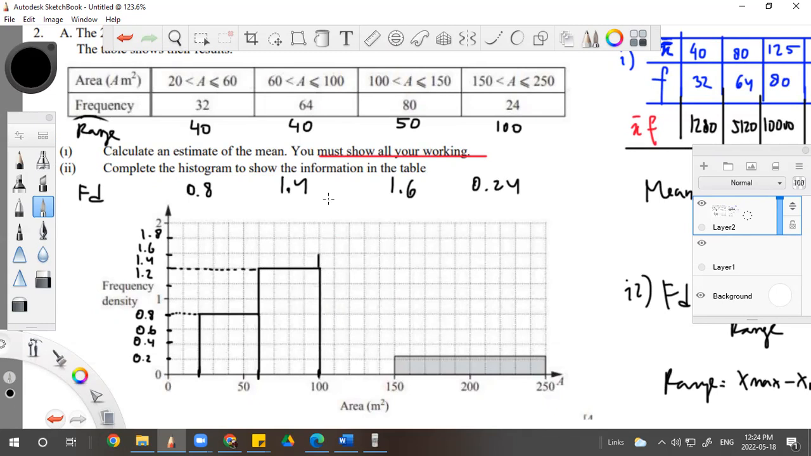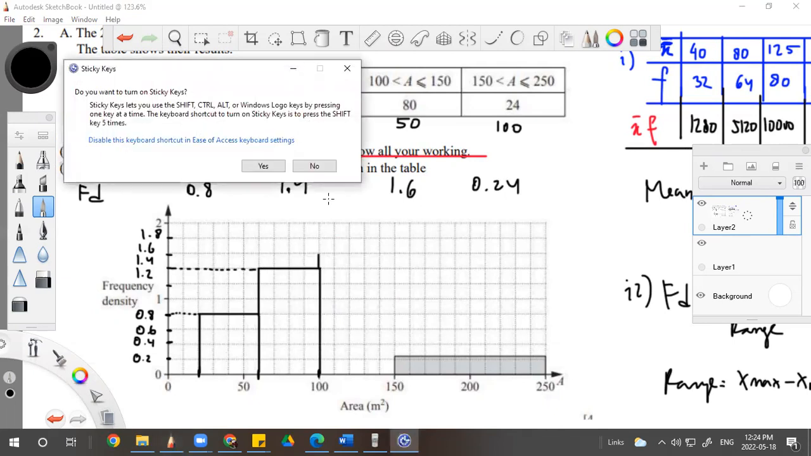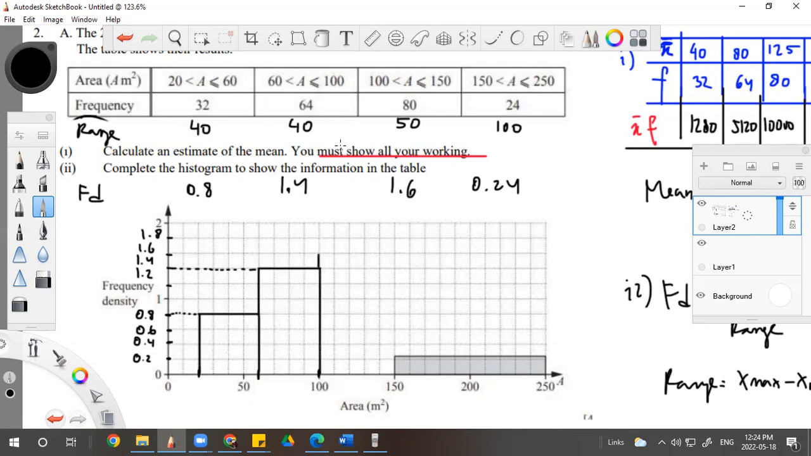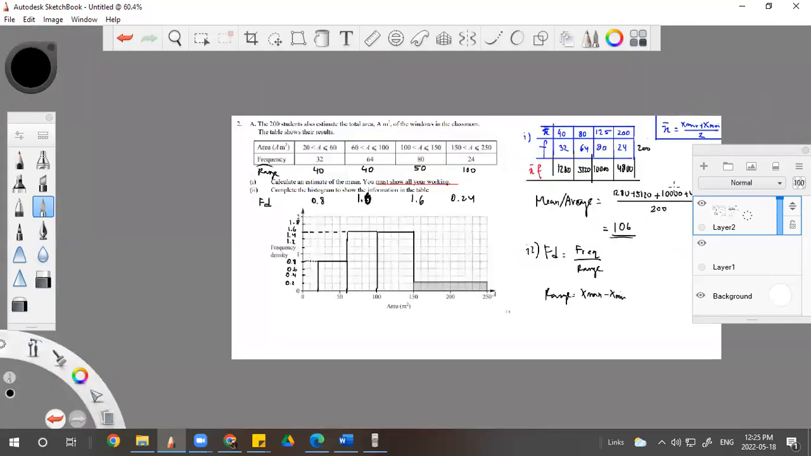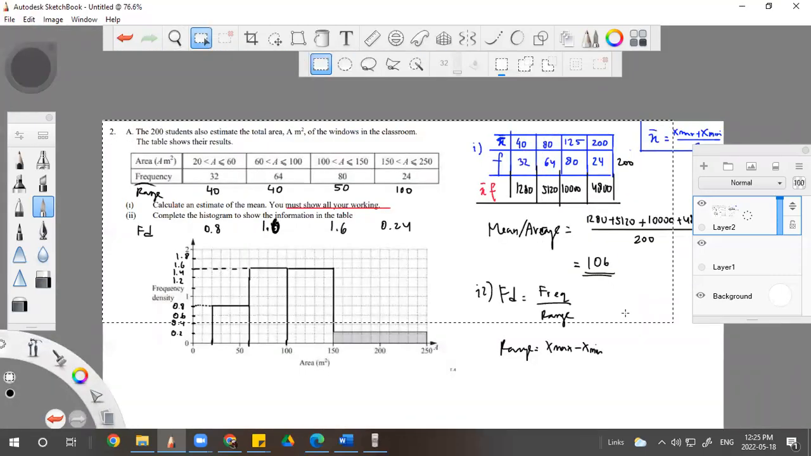I'm not sure. 64 by 40. Wrong, right? 64 by 40 is 1.6 also, guys. I miscalculated earlier, I didn't use a calculator. This is 1.6 also. Sorry, this is wrong. Okay, and also 1.6. Oh, it's the same. No problem. Okay, that's it. Now do the next question. I copy this. Any questions for number 2?